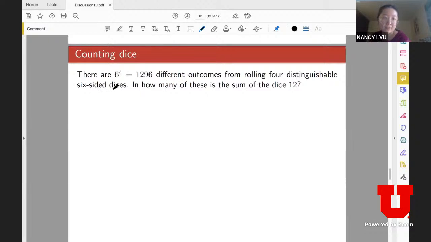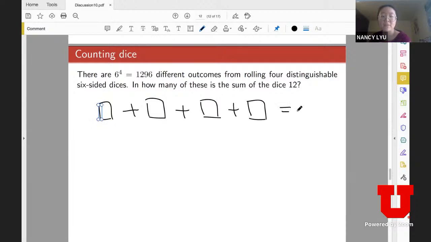The question asks that there are 6 to the power of 4, which equals 1,296 different outcomes from rolling 4 distinguishable 6-sided dice. So how many of these have a dice sum of 12? We can name the dice: we have 4 dice here, and the sum of them equals 12. So we can name them X1, X2, X3, and X4.